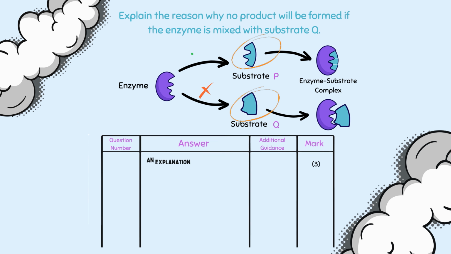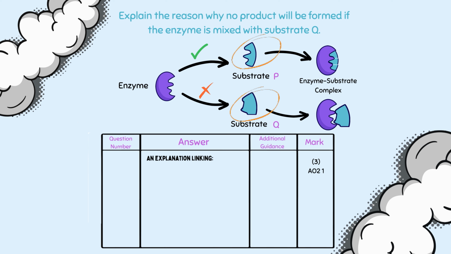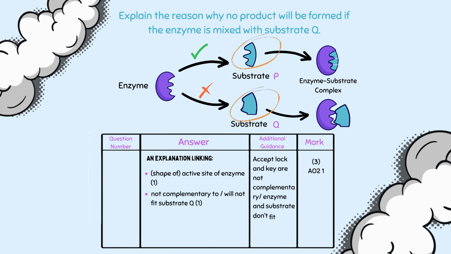Let us understand this alongside the mark scheme. In this question, you get first and second mark for stating that the active site of the enzyme will not fit substrate Q. In other words, it is not complementary. The third and final mark for this question will be rewarded for stating that the enzyme cannot cause a reaction or catalyze the reaction.